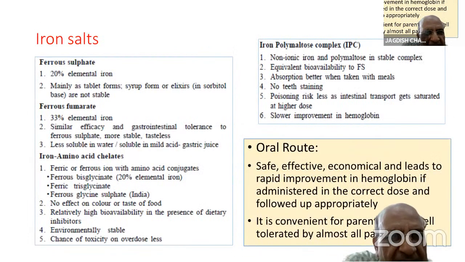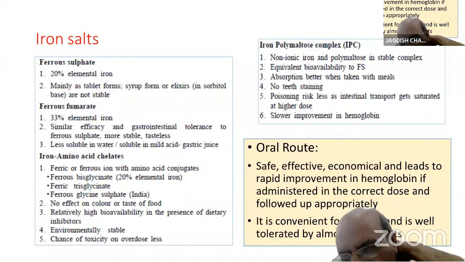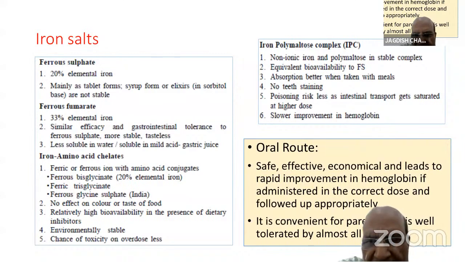These are the several iron salts which are there in the market: ferrous sulfate, fumarate, and gluconate, polymaltose complex. But the recommendation for the salts is on the next slide. So oral route is safe, effective, and economical, and leads to rapid improvement in HB if administered in correct dose and followed up appropriately. And it is convenient for the parents and is well tolerated by almost all patients.